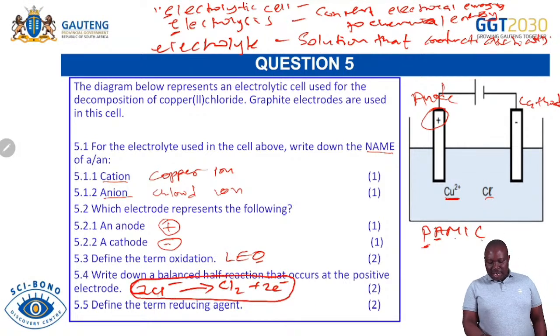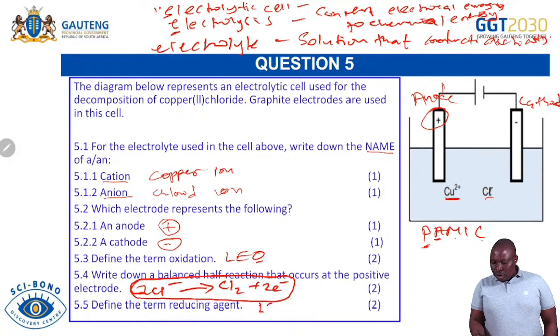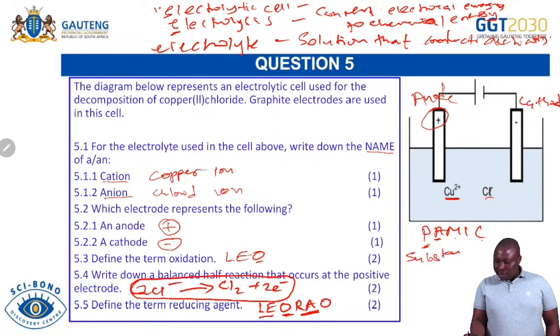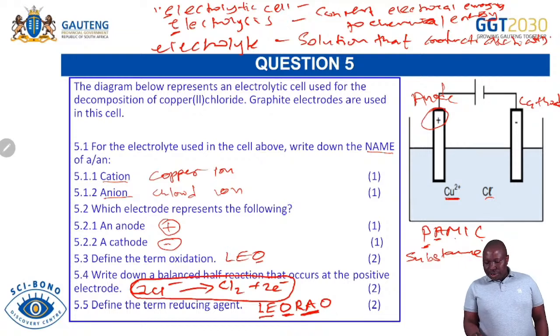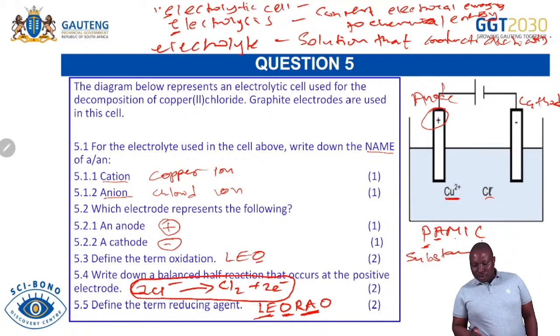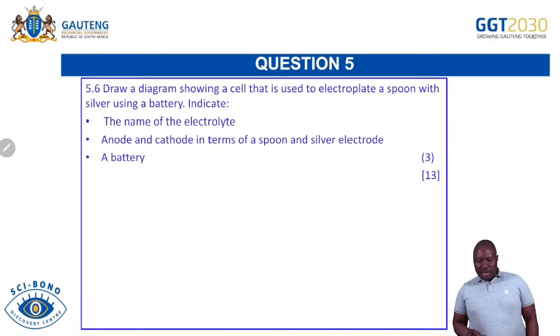Please don't forget that. Define the term reducing agent. When we started, I said to you, loss of electrons is oxidation. A reducing agent is oxidized. Don't forget, what is a reducing agent? It's a substance that loses electrons or a substance that undergoes oxidation. So the only thing that you are adding there is that this is a substance. It's a substance that undergoes oxidation or a substance that loses electrons, and that substance is oxidized. Please know these definitions and collect your marks.